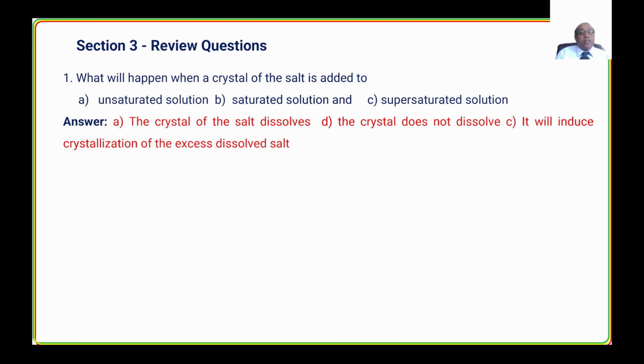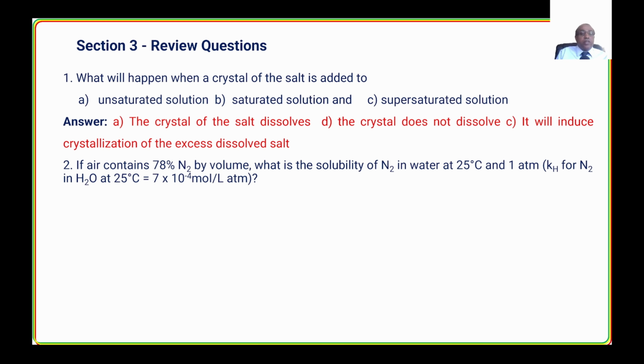So if you add a crystal of salt to an unsaturated solution, the crystal dissolves because the solution is unsaturated, so it can dissolve more. The second is for a saturated solution. A saturated solution is a solution that has dissolved its maximum amount. If you add a crystal to it, the crystal does not dissolve. In the case of C, supersaturated solutions are generally unstable. Even if you shake it or add a single crystal, that may induce the recrystallization of the excess salt, so that the excess salt will be converted to solid, and then that solution will be converted back to a saturated solution. So this is how you distinguish unsaturated, saturated, and supersaturated solutions.